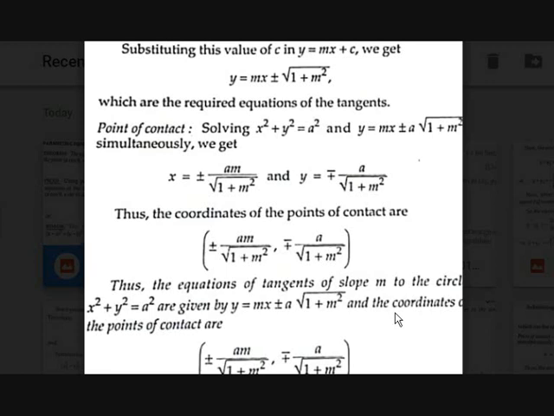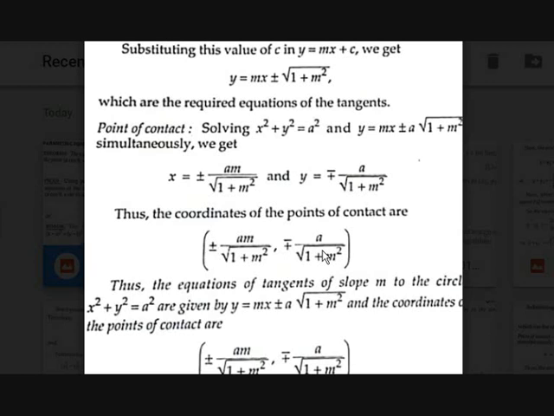How can we solve that? Simply substitute the value of y in the equation. Then you will get the x and y coordinates. Or you can solve it in your own way. So the coordinates of the points of contact are, if you solve the equation, you'll get x as plus or minus am by root 1 plus m square. So it is the x coordinate. And y as minus or plus a by root 1 plus m square. That is the y coordinate.